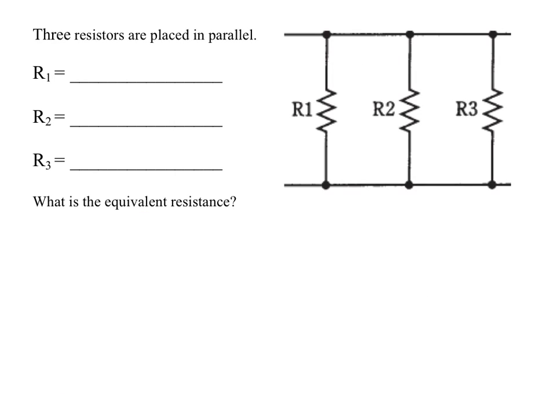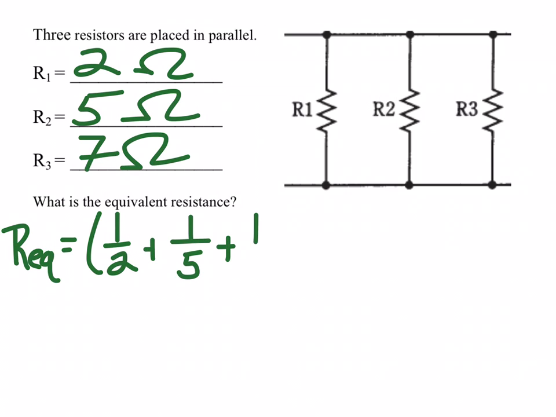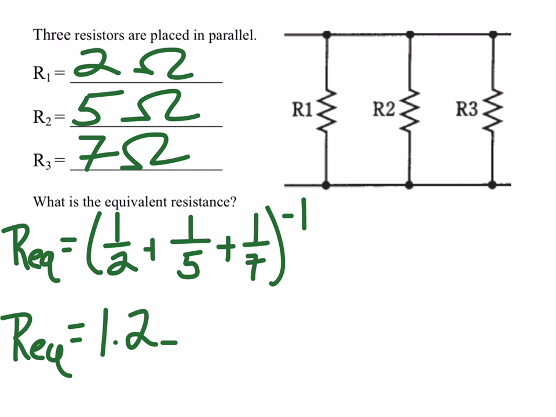Now let's say we have 3 resistors in parallel. So let's assign some values here. Oops, I moved the page a little bit. Let's say this is 2 ohms. Let's say this is 5 ohms. And let's say this is 7 ohms. So again, I'm going to use my mathematical model I had from before. So equivalent resistance is equal to 1 over 2 plus 1 over 5 plus 1 over 7, all to the negative 1, which is going to give me an equivalent resistance of, we're going to call it, 1.2 ohms.